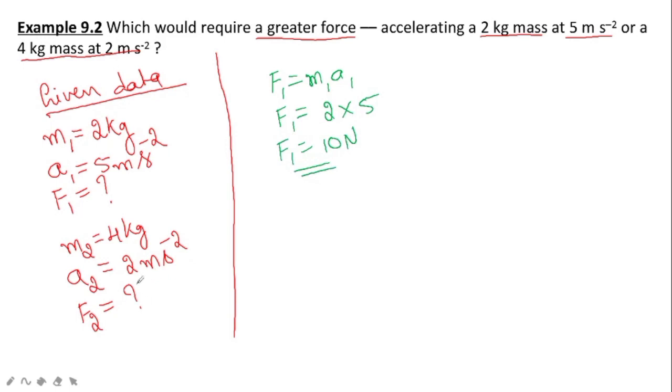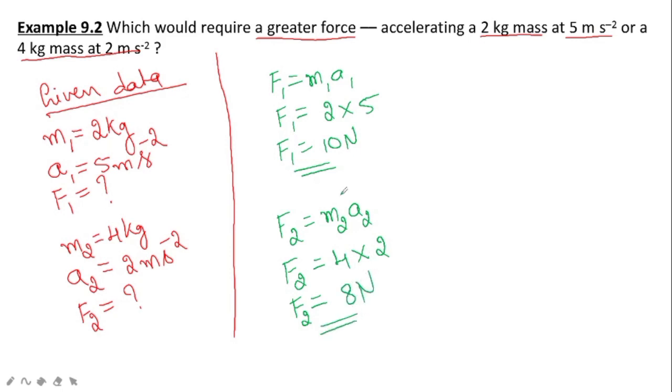Now we will find it for the second object. So F2 is equal to m2 a2. Now substitute the values. F2 is equal to, what is m2? It is 4 kg. So 4 into what is a2? It is 2 meter per second square. So we'll write the 2 here. Now on simplification, what will we get? We will get 4 2s are 8 Newton.